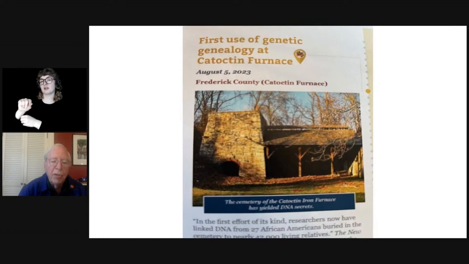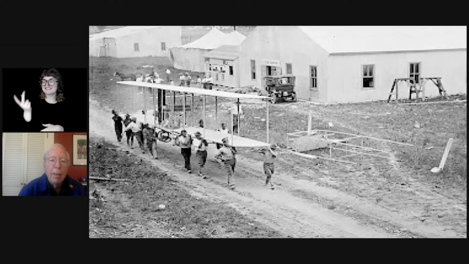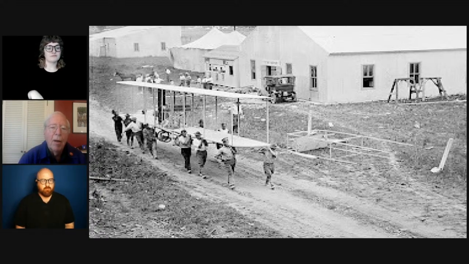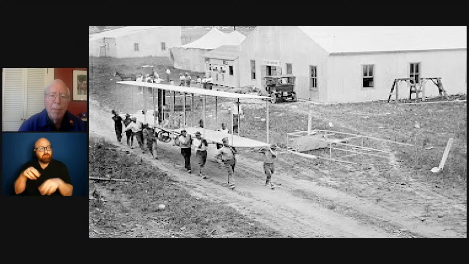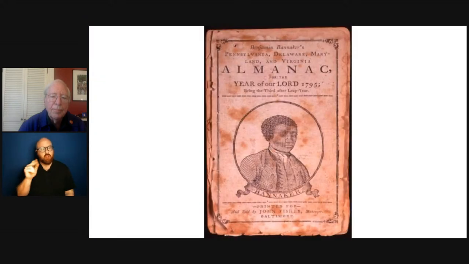Now, each one of these pieces is focused on a person, a popular jazz singer, Billie Holiday, here with her loyal dog, Mister. A place, the College Park Airport, the oldest in the nation. And here are workers putting the Wright brothers' plane back together after a crash. An object, a portrait by Joshua Johnson, America's first Black professional painter. A document, self-taught astronomer Benjamin Banneker's 1795 almanac.